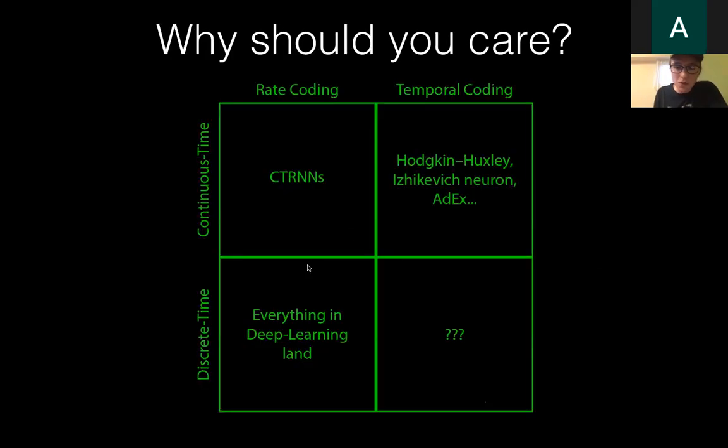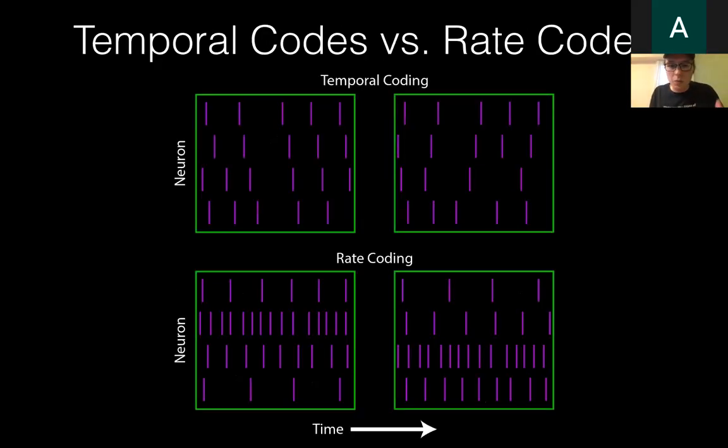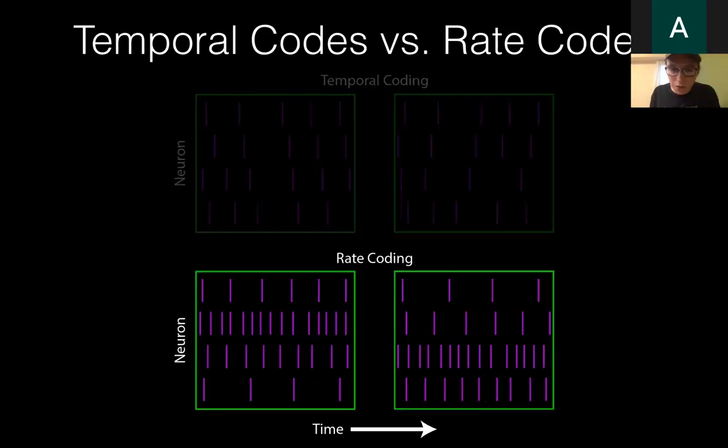So why should you care about this? I'm going to sort of divide all AI models into 4 basic categories. The first split is rate coded versus temporal coded models. Temporal codes, of course, are systems where information is encoded in the relative timing of neurons. Forgive me for telling you things you already know. In rate coded systems, you're looking at just the firing rate of the neurons.